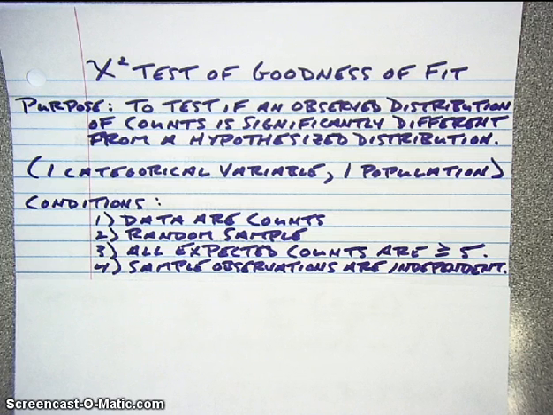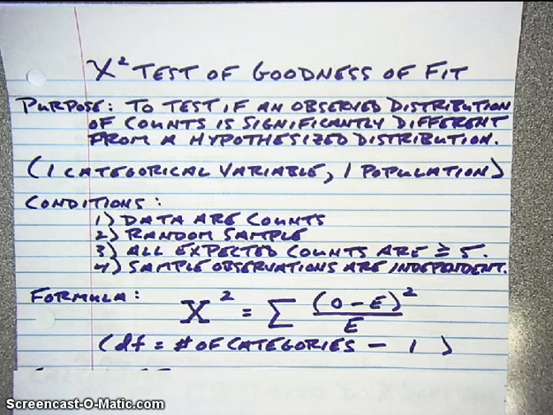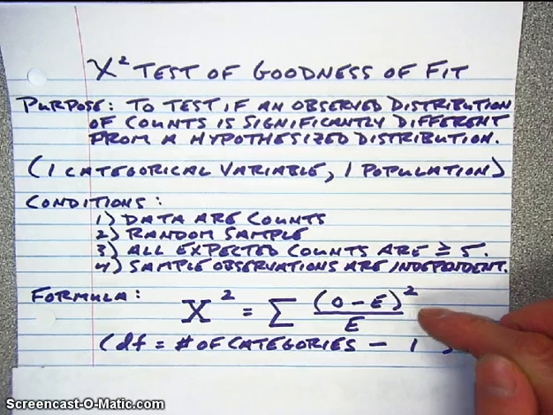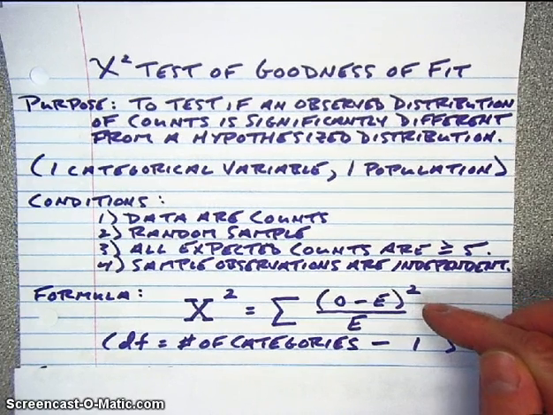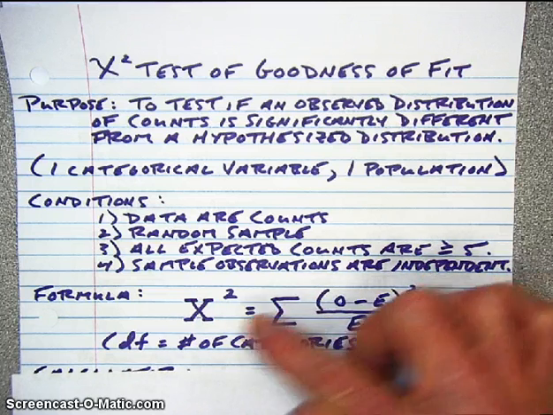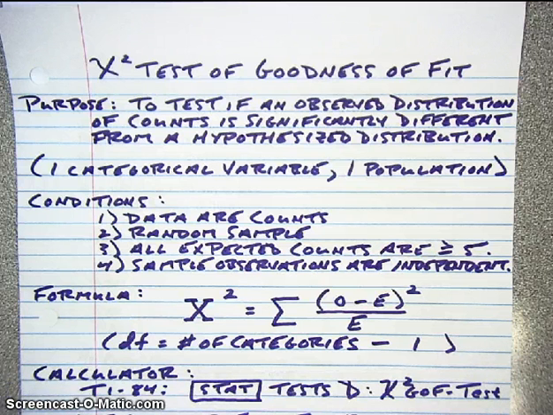The chi-square statistic is the sum of (O minus E) squared divided by E. These expressions are the components of chi-square. We calculate one of these for each category in our data, and then we add them all up to get the chi-square statistic. The degrees of freedom are equal to the number of categories minus 1.